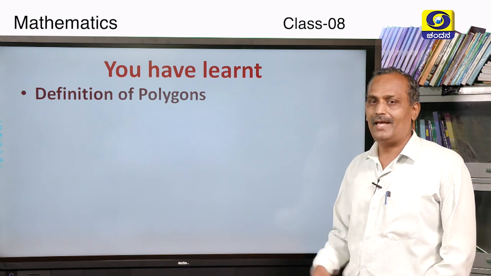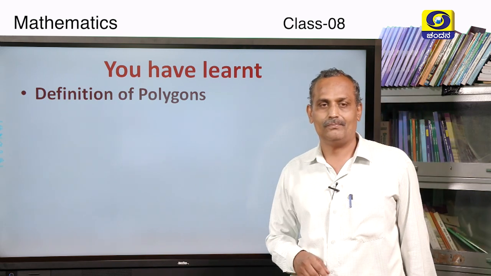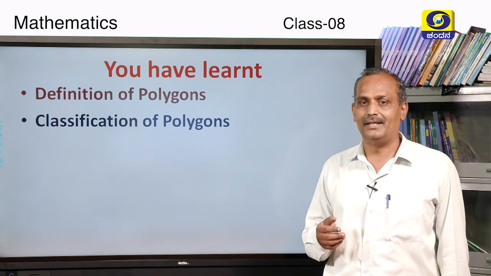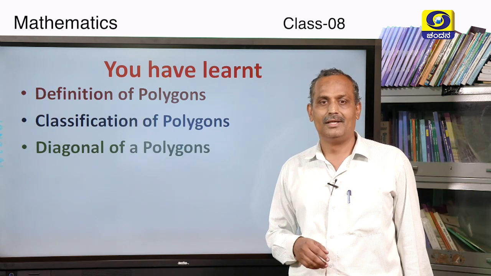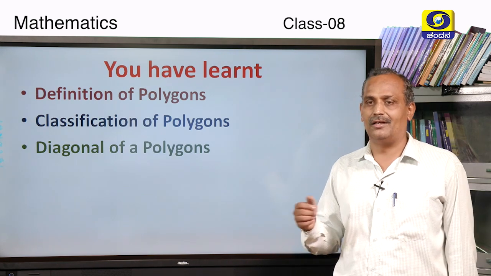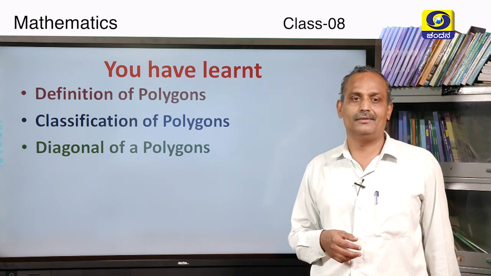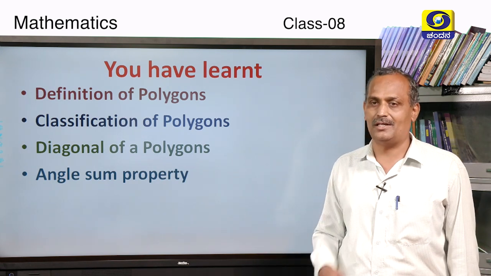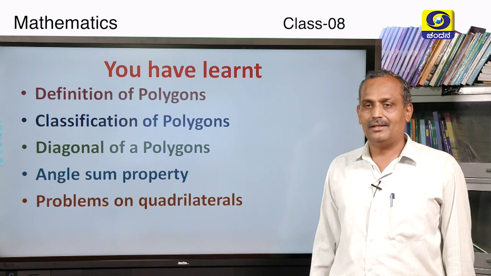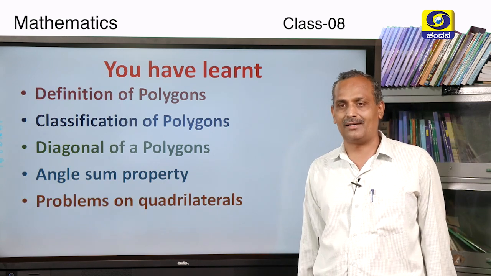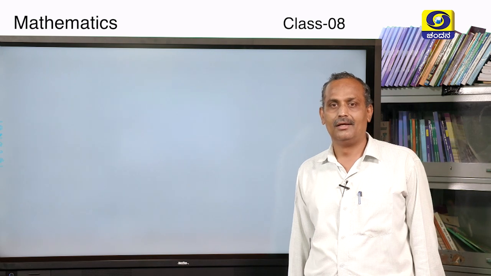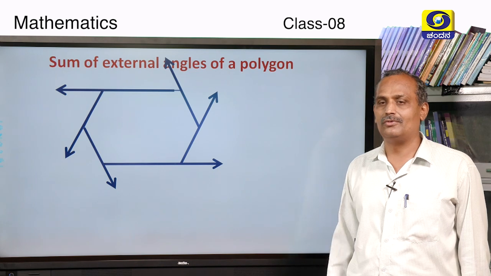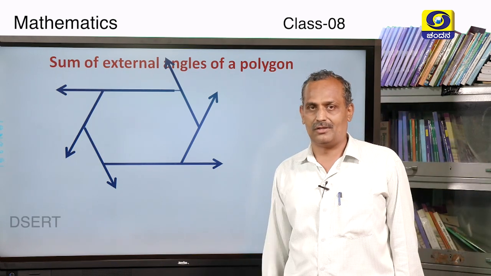First of all, we have learned the definition of polygons. We have classified polygons based on sides and even based on zones. We have found what a diagonal of a polygon is, we have defined what a side is, and we have even understood the angle sum property of a polygon, and we have solved certain problems of quadrilaterals also. So, the sum of external angles of a polygon is what we found in the previous class.